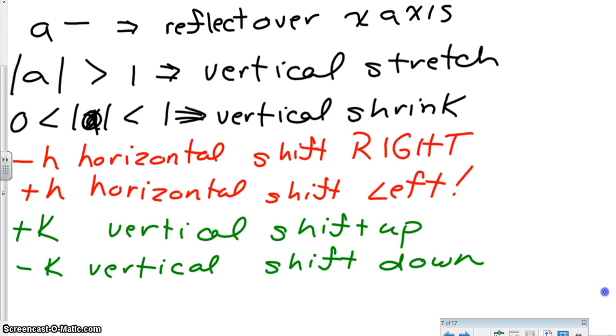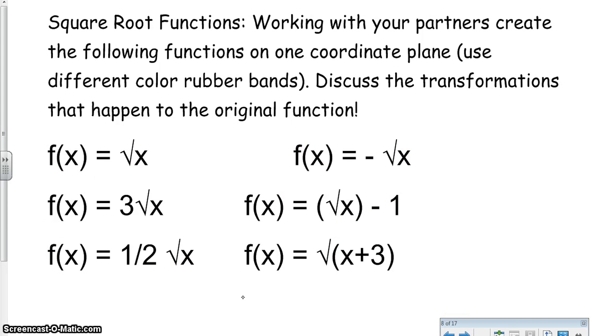All right? So far, so good? Great. Well, go ahead and pause the video if you need to. All right. Square root functions now. Working with your partners, create the following function on one coordinate plane. Okay? Go ahead and pause the video.